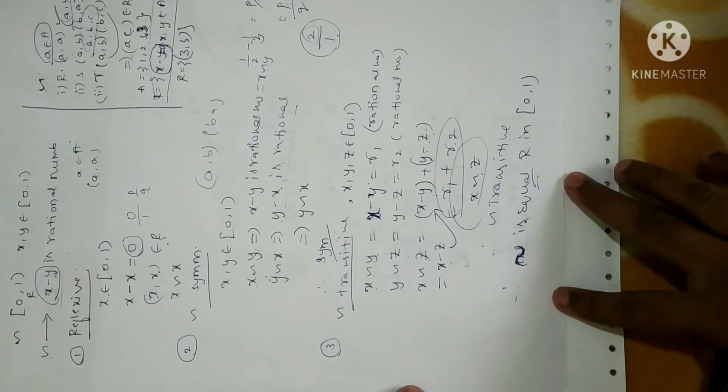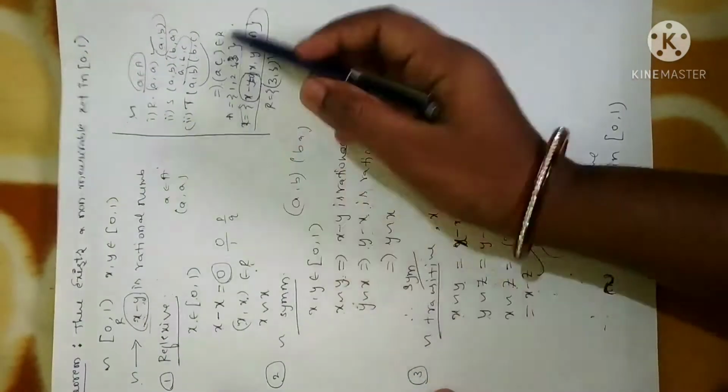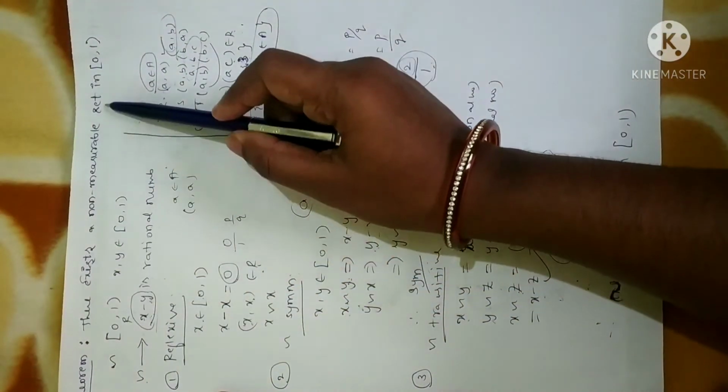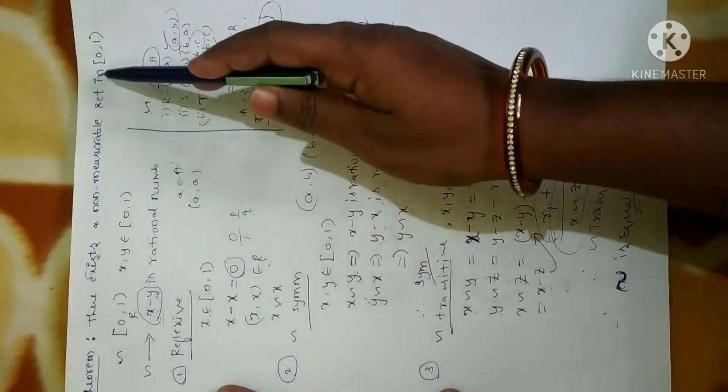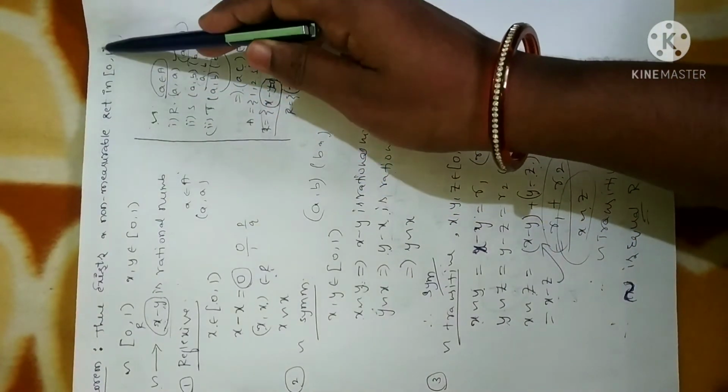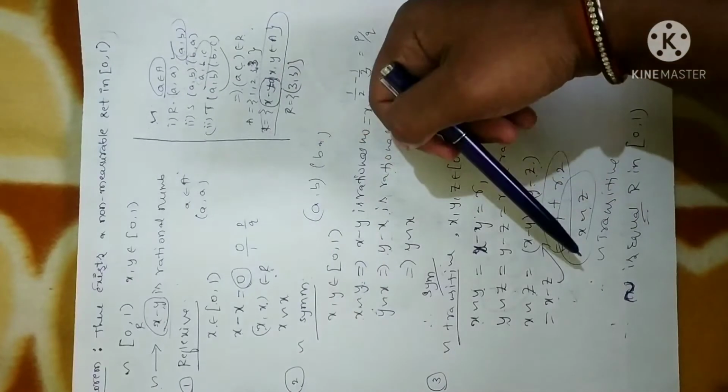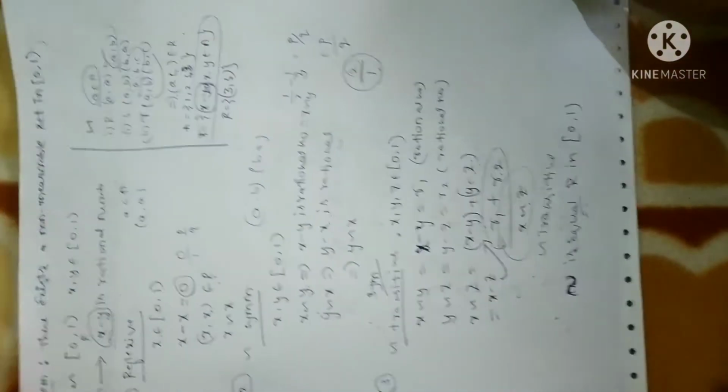Fine. This is just an axiom which helps us to prove a further statement, that there exists a non-measurable set in [0, 1). What I have proved is whatever element you choose in this particular interval will satisfy all these 3 conditions. Thereby I can say it is an equivalence relation.